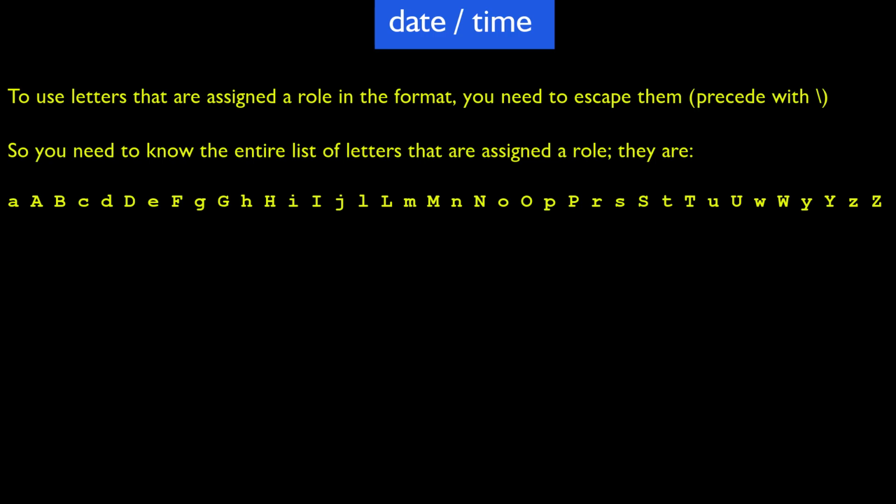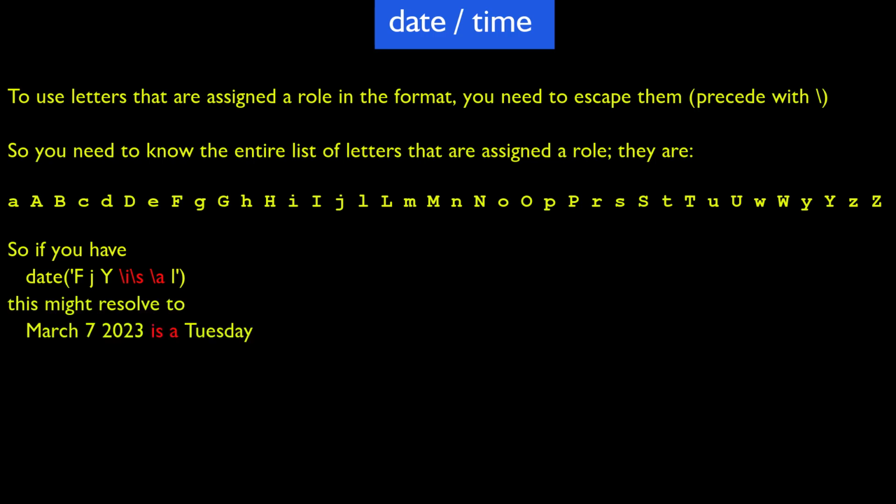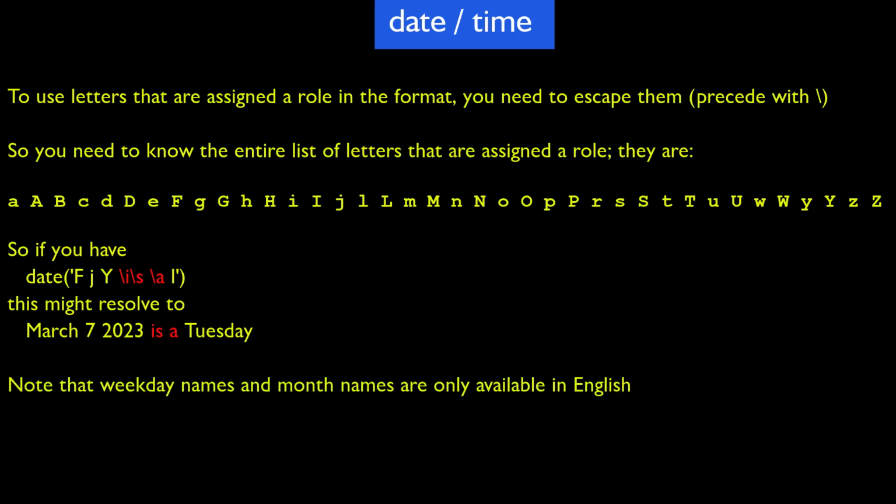https://www.php.net/manual/en/datetime.format.php. So you might have something like this: date, parenthesis, quote, uppercase F, space, lowercase j, space, uppercase Y, space, now, backslash i, backslash s, space, backslash a, and then lowercase l. So this would give us March 7, 2023 is a Tuesday. Since lowercase i, s, and a are all format characters, we had to escape them. Note that weekday names and month names are only available in English.